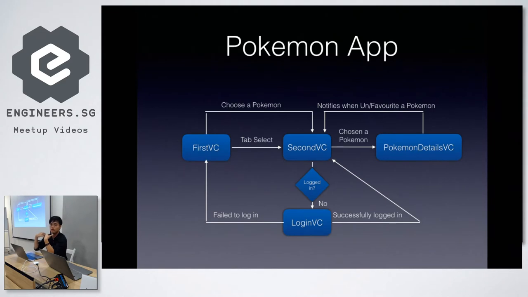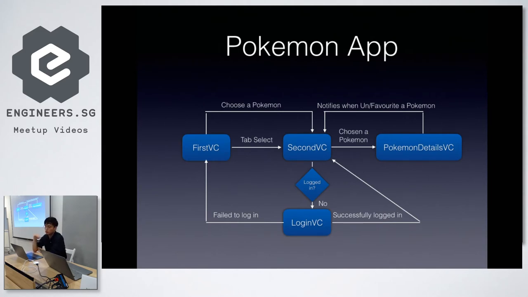And so, in order to demonstrate the problem, I've created an app called the Pokemon app. This app is pretty simple. First, you have four view controllers, which we call the first view controller, second view controller, Pokemon detail view controller, and login view controller. So this is a flowchart. The first view controller will be your main view controller.